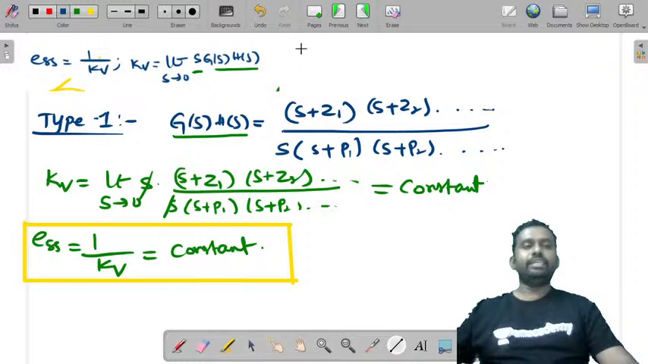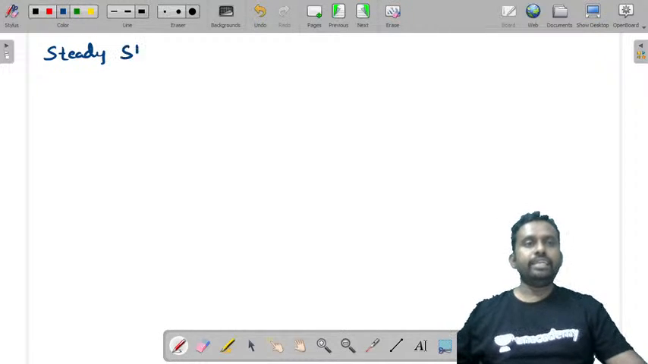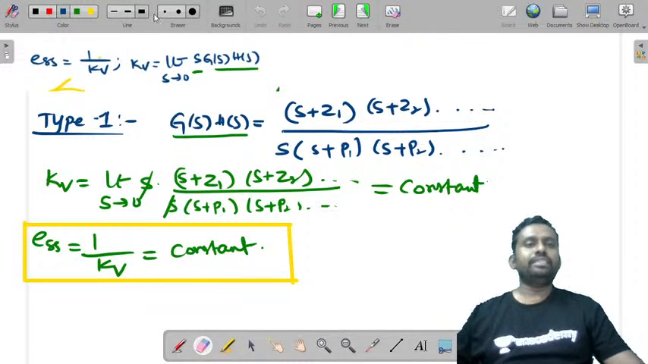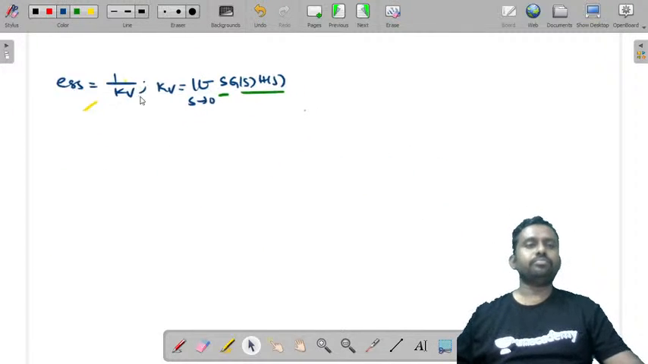Now let us consider steady state error. Now let's also do the type 2 system for ramp input. Let us take this to the next slide and do it also for type 2 system. Then we'll understand what's the value exactly.